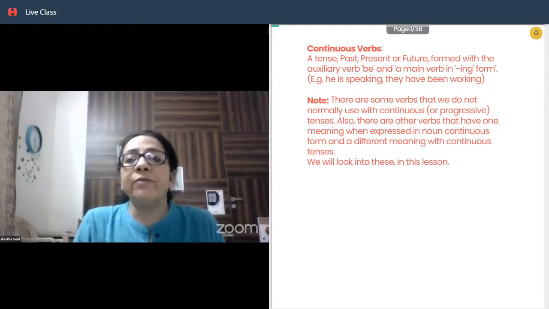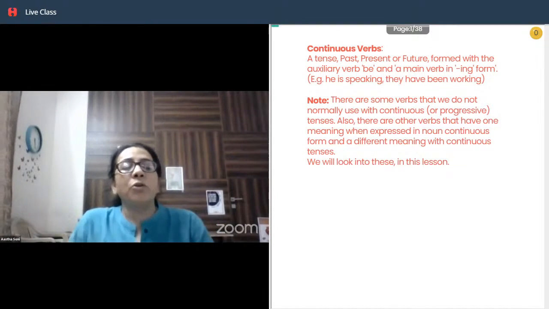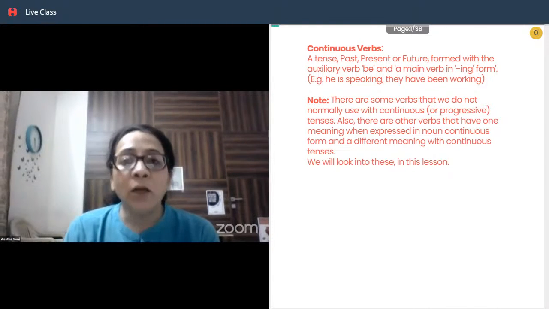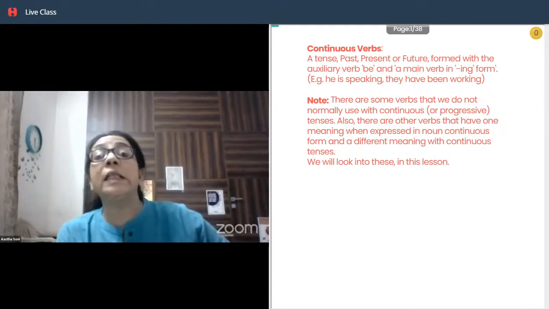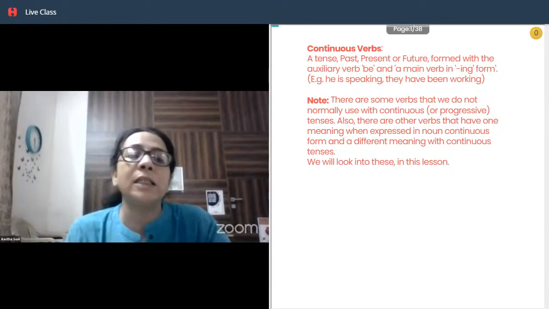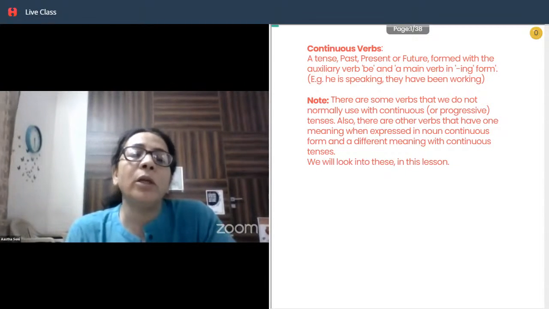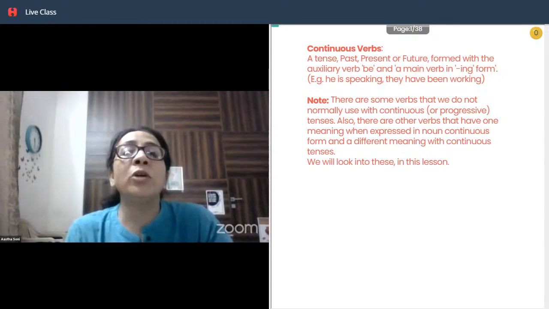Okay, so as I was discussing, continuous verbs. Now, what are these continuous verbs? These continuous verbs are denoted with the main verb plus ing. For example, he is sleeping. Now, when I say he is sleeping, I have a subject, he, which is actually a pronoun. There is a doer. What is the doer doing? He is sleeping. So what is the action?